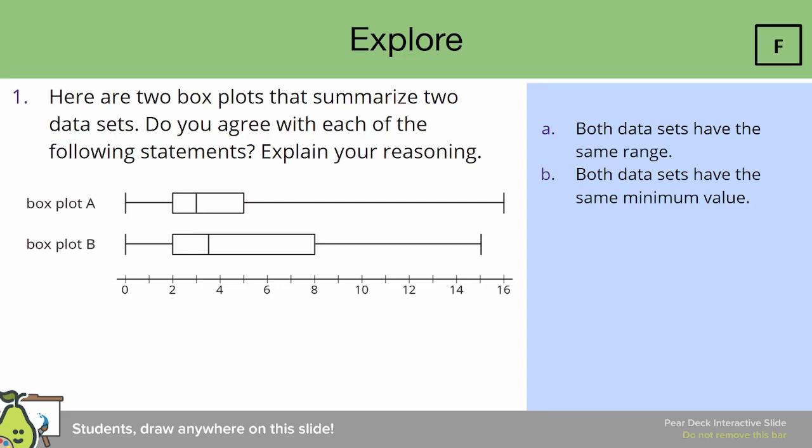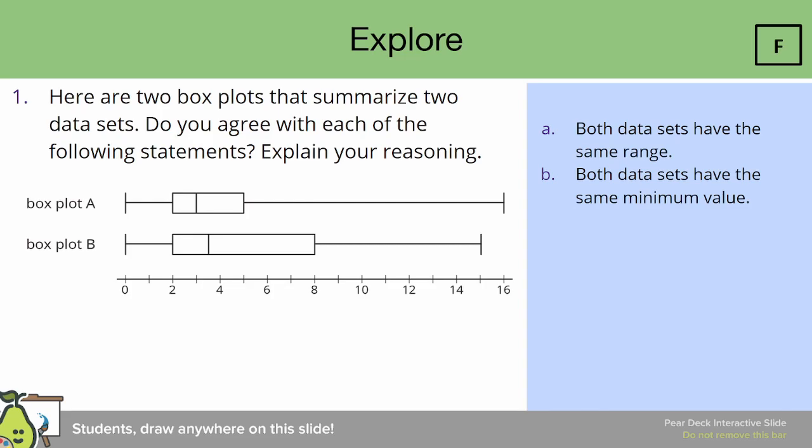Alright, welcome back. If you said the maximum value for box plot B is 15, then you are correct. And if you said the maximum value for box plot A is 16, you are also correct. Good job. Now, is there anything else that we could notice about both of these box plots before we begin to look at these statements? Please pause the video and let me know.